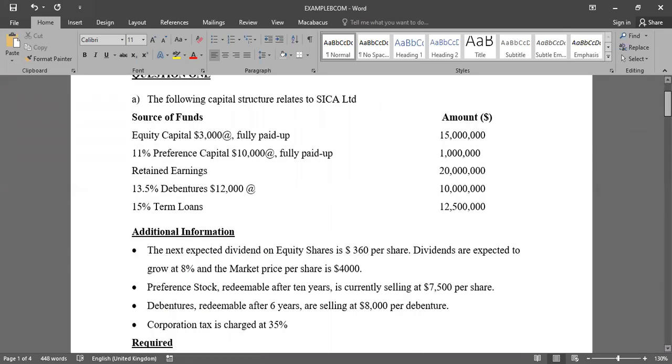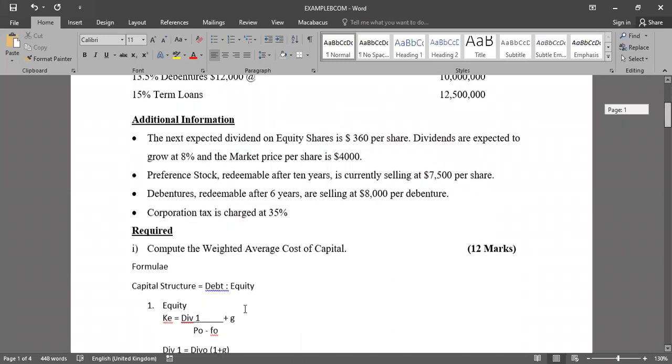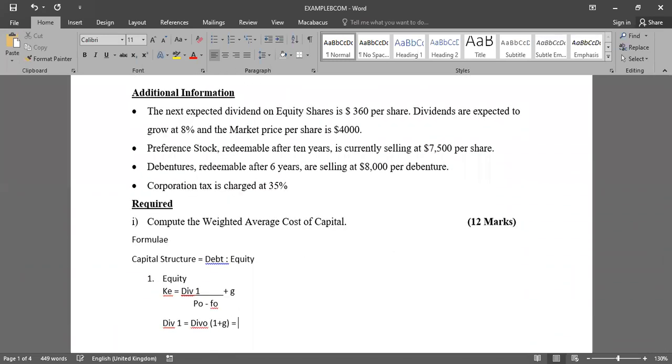So they're saying you have equity capital of 3,000. Now, once you say 3,000, that is F naught, not P naught. Fully paid 15,000. Well and good. But in the note on it, they're saying the next expected dividend. Whether I say the next or they say expected, it's the same thing. The expected dividend on equity shares is 360 per share. So that's your div one. Then they say that the dividend is expected to grow at 8%.